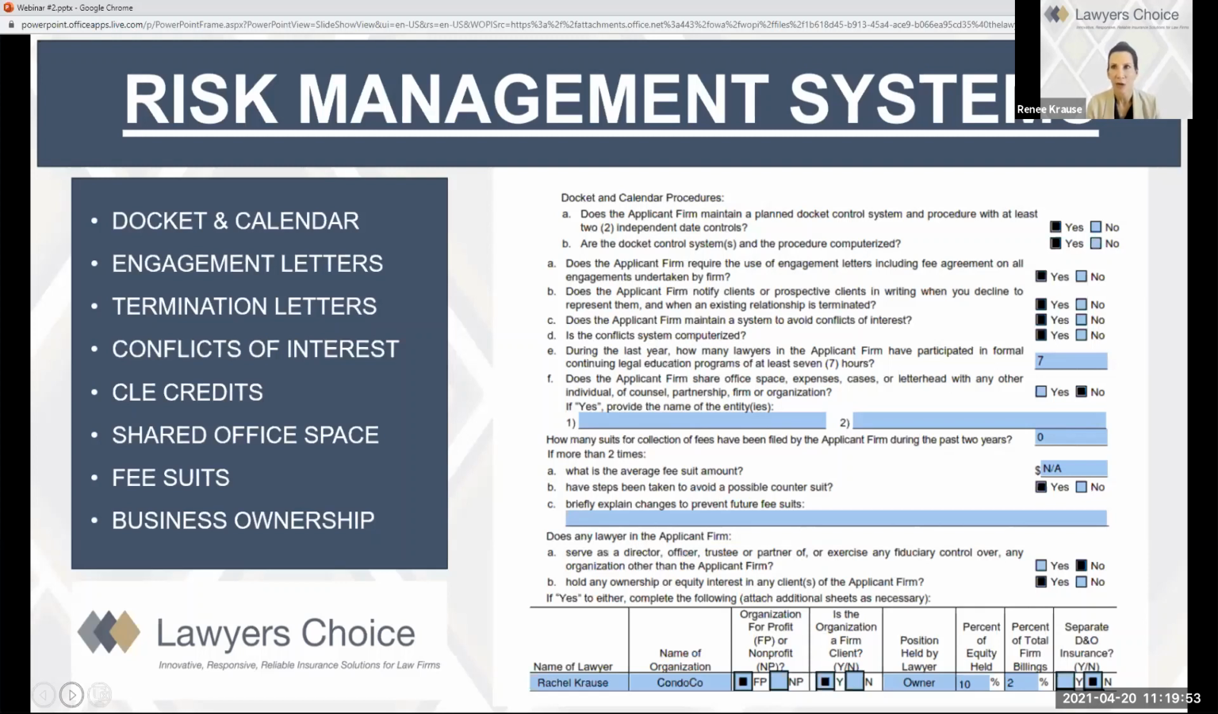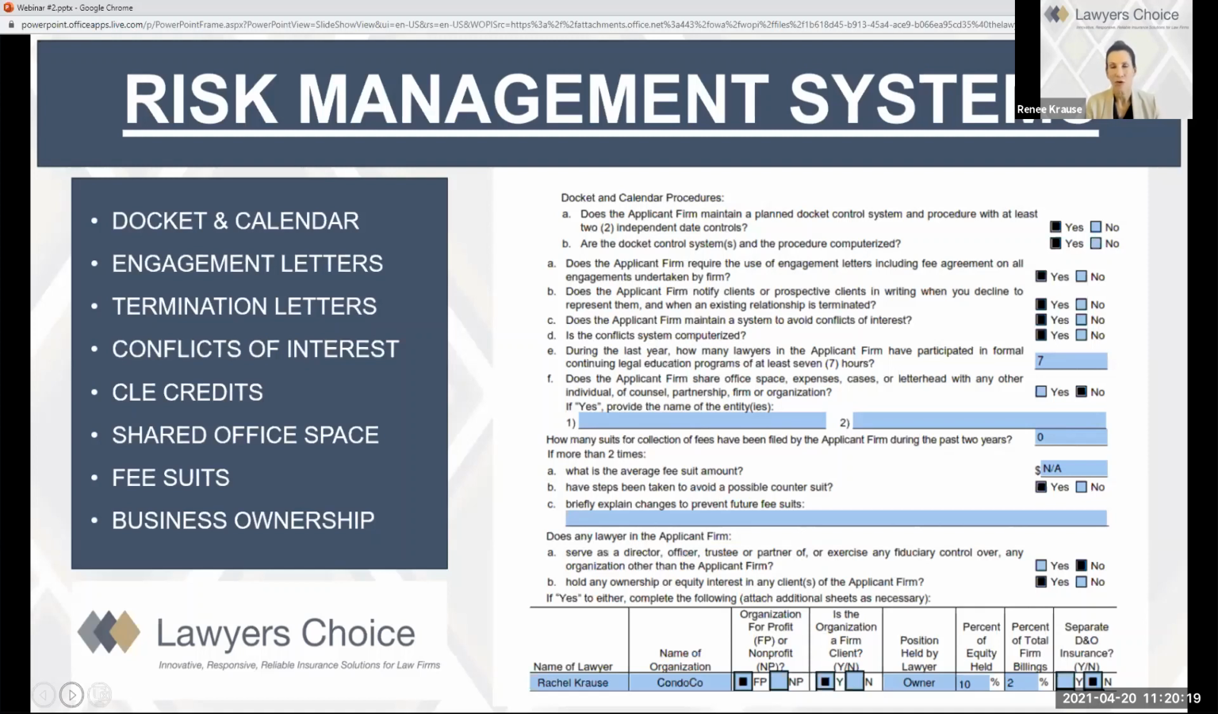And then of course, CLE credits, keeping those up to date, important. Shared office space. They ask about that because they want to make sure if you are sharing space with another attorney or law firm, that they are truly separate from you, and that you're not sharing databases or client information or risk management systems. They'll also ask about fee suits. That's really important.